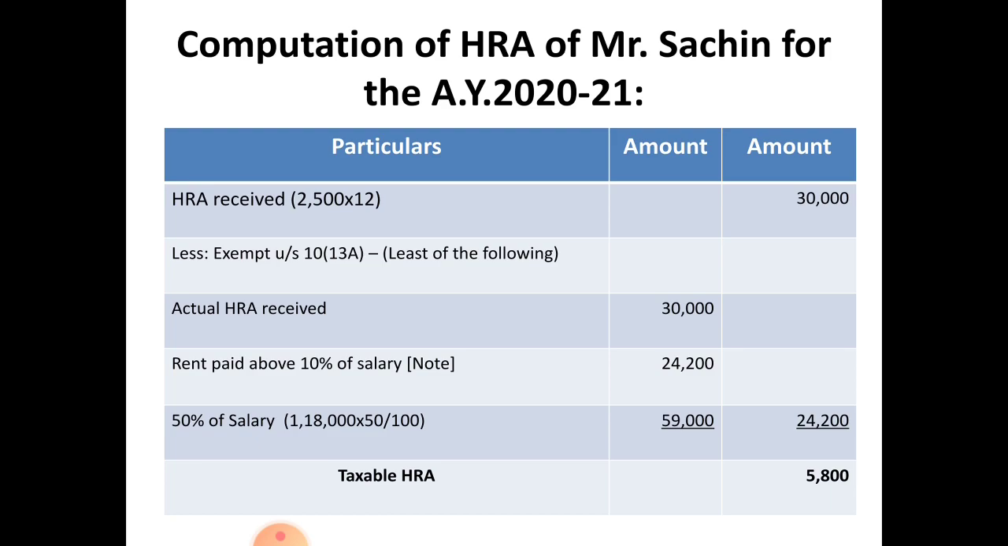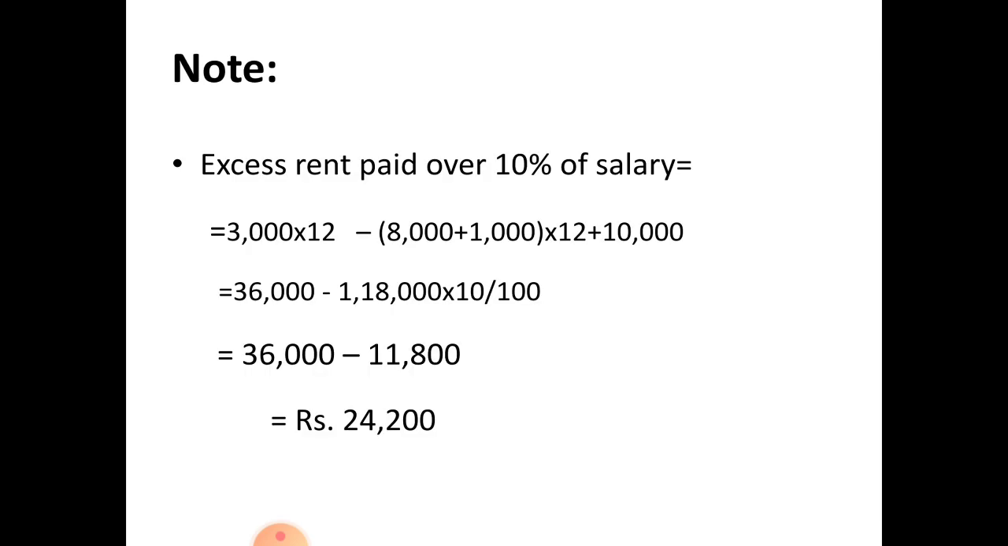Second one, rent paid above 10% of salary. The calculation is given in note. Refer to that note, that is excess rent paid over 10% of salary. Here rent paid in Chennai amounts to rupees 3,000 per month. For 12 months you have to calculate, that amounts to rupees 36,000.